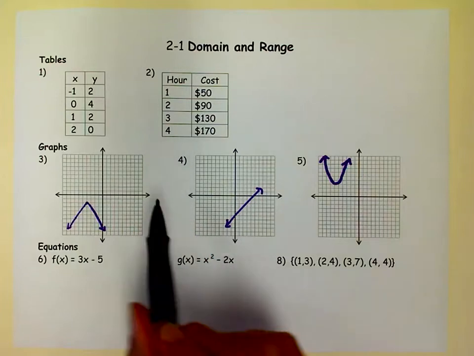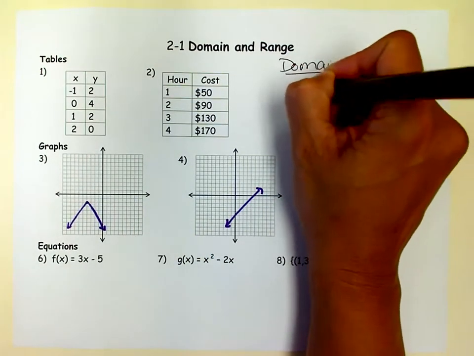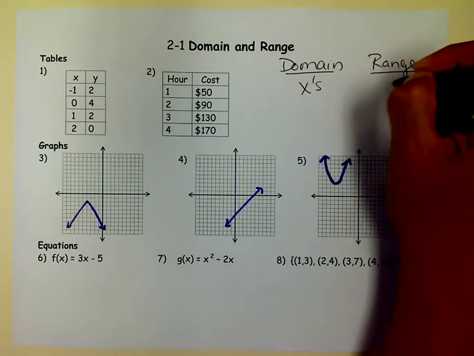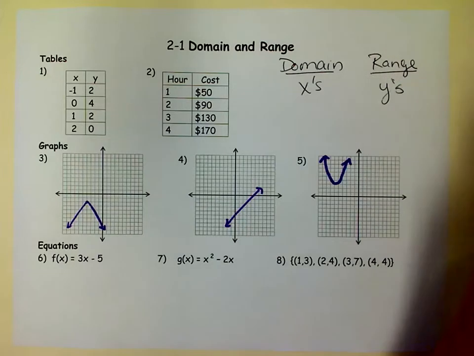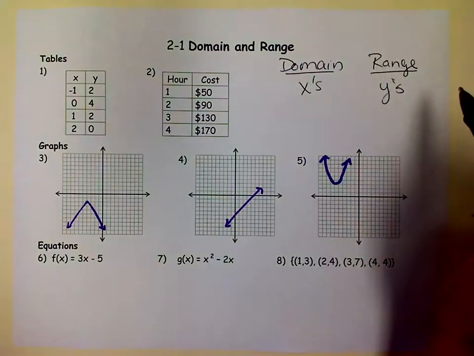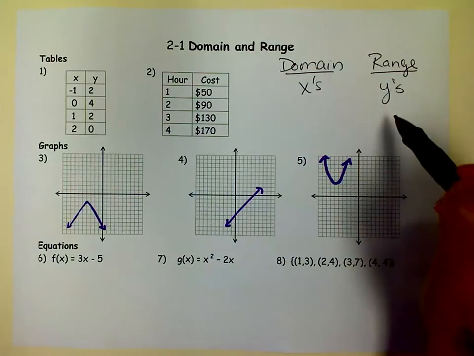If we want to find the domain, they're asking for the x's. What are all the x's? And range, they're asking for all the y's. And that's it. It's that easy. How I remember that is x comes before y in the alphabet, d comes before r. So domain goes with x, range goes with y's.